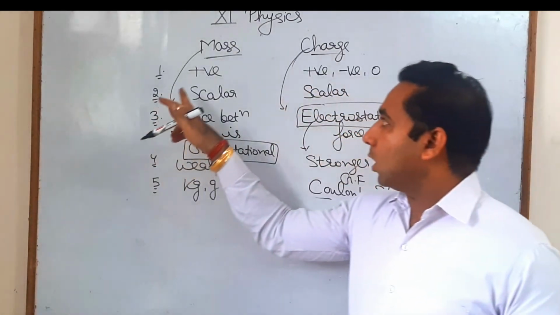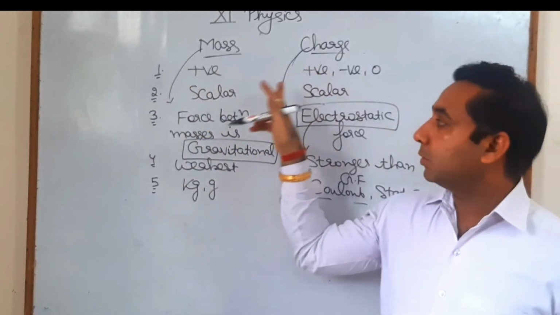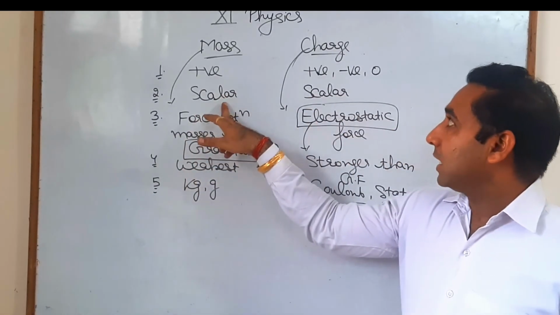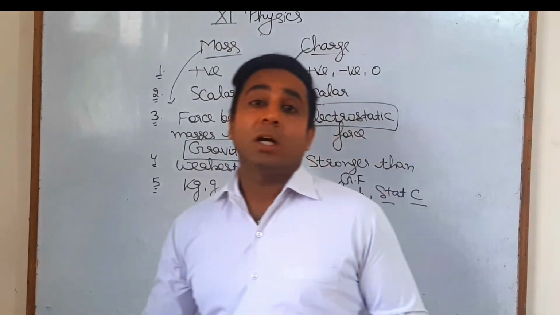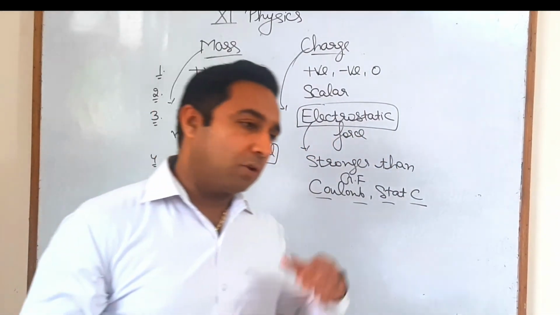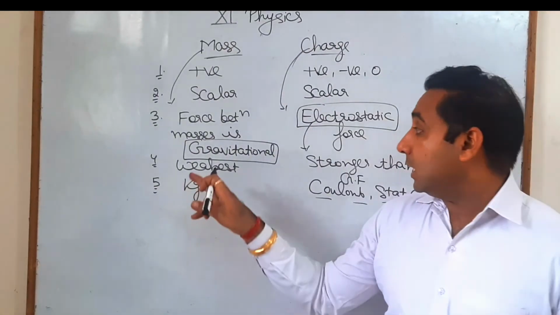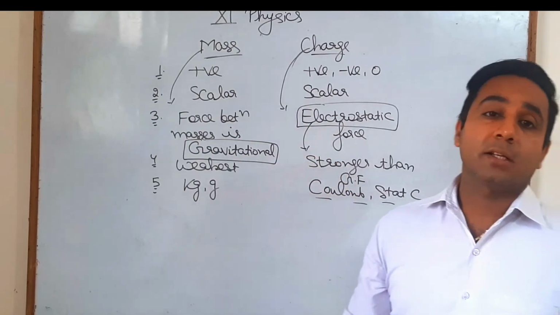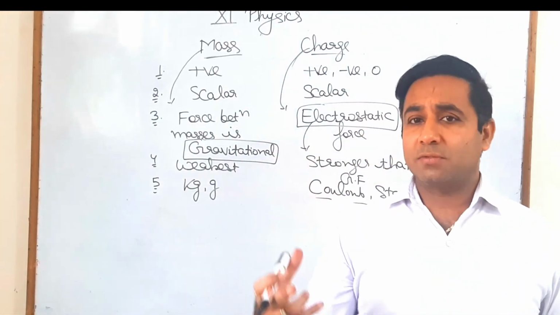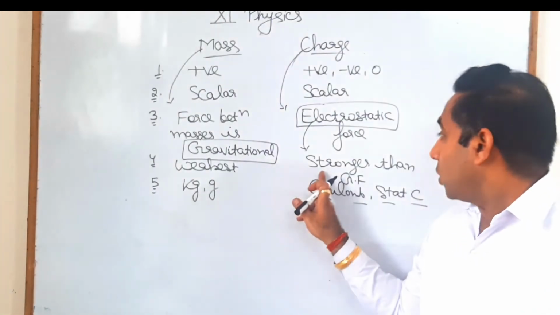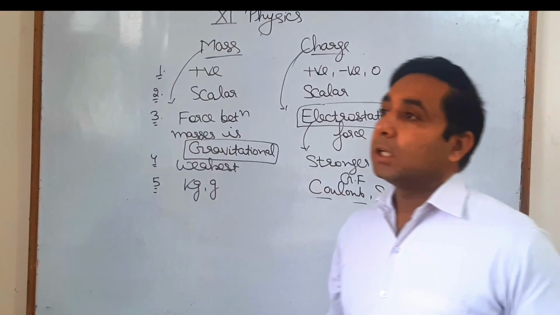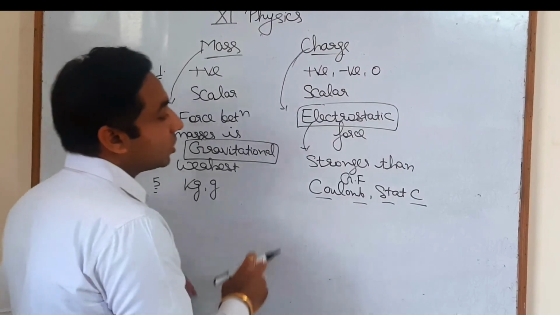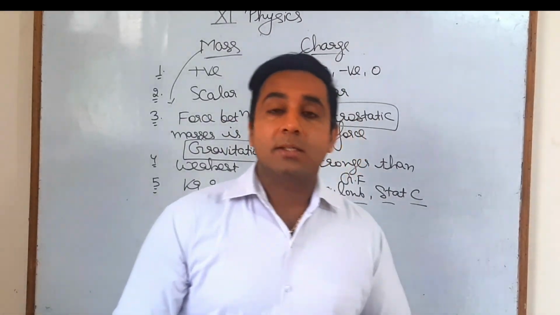Once again, masses are always positive, charges positive, negative or zero होते हैं. About the mass and charge, this property is the same for both: mass and charge both are scalar. Then the force between the masses is called the gravitational force, which we have already discussed. This force is the weakest force in nature. And the force between the charges is the electrostatic force, and this is stronger than gravity. It's not the strongest one. The strongest one is the nuclear force. The unit of mass is either kilogram or gram, and the unit of charge is coulomb as well as stat coulomb.